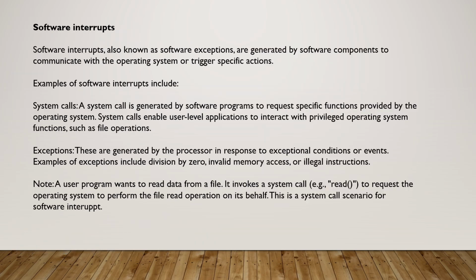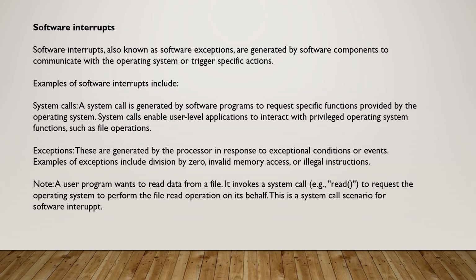Software interrupts. Software interrupts, also known as software exceptions, are generated by software components to communicate with the operating system or trigger specific actions. Examples of software interrupts include system calls and exceptions. A system call is generated by a software program to request a specific function provided by the operating system. System calls enable user-level applications to interact with privileged operating system functions such as file operations.